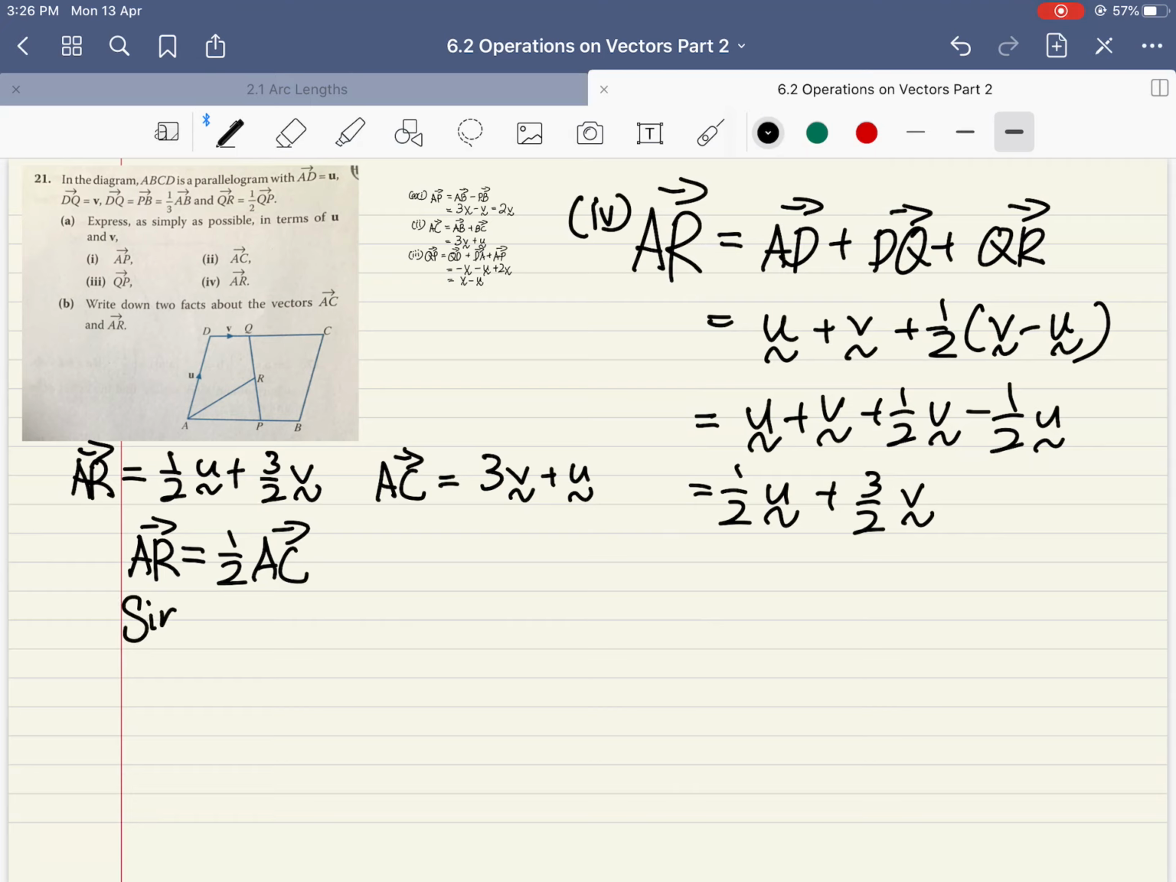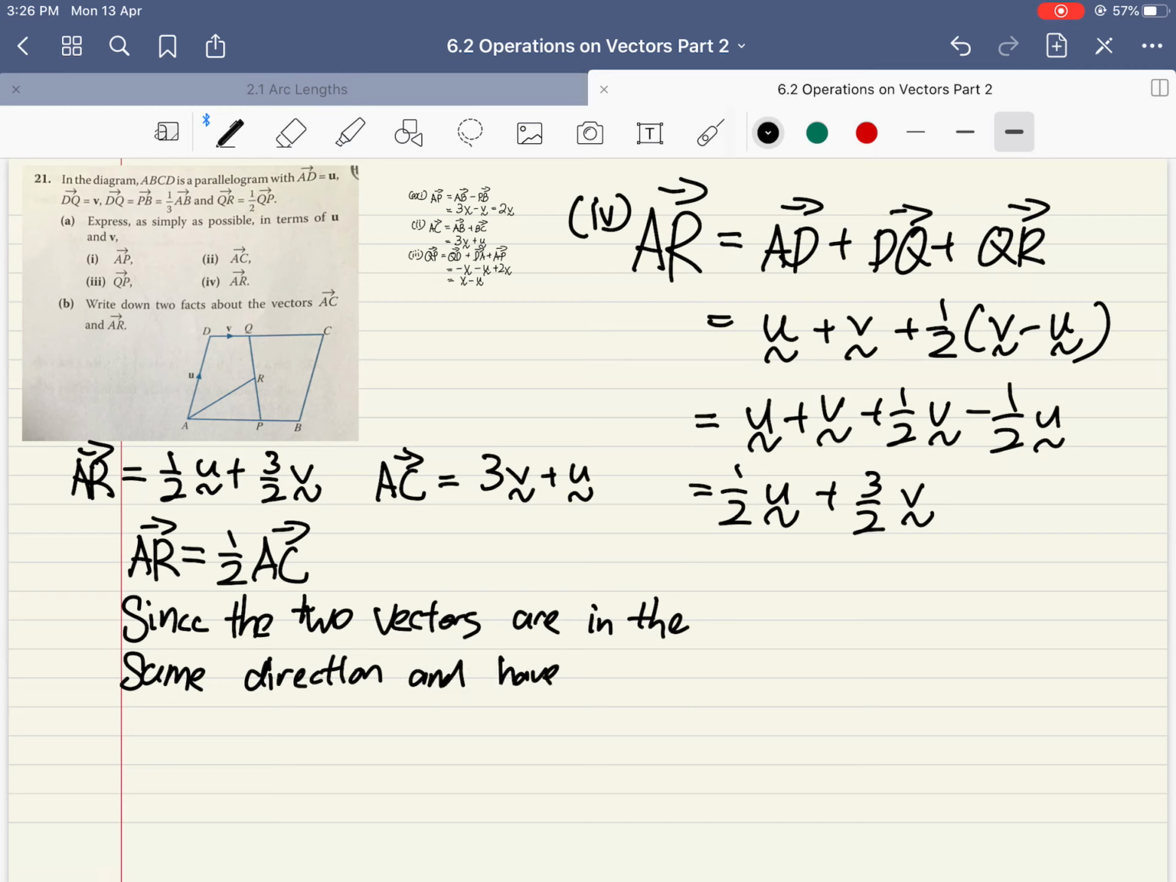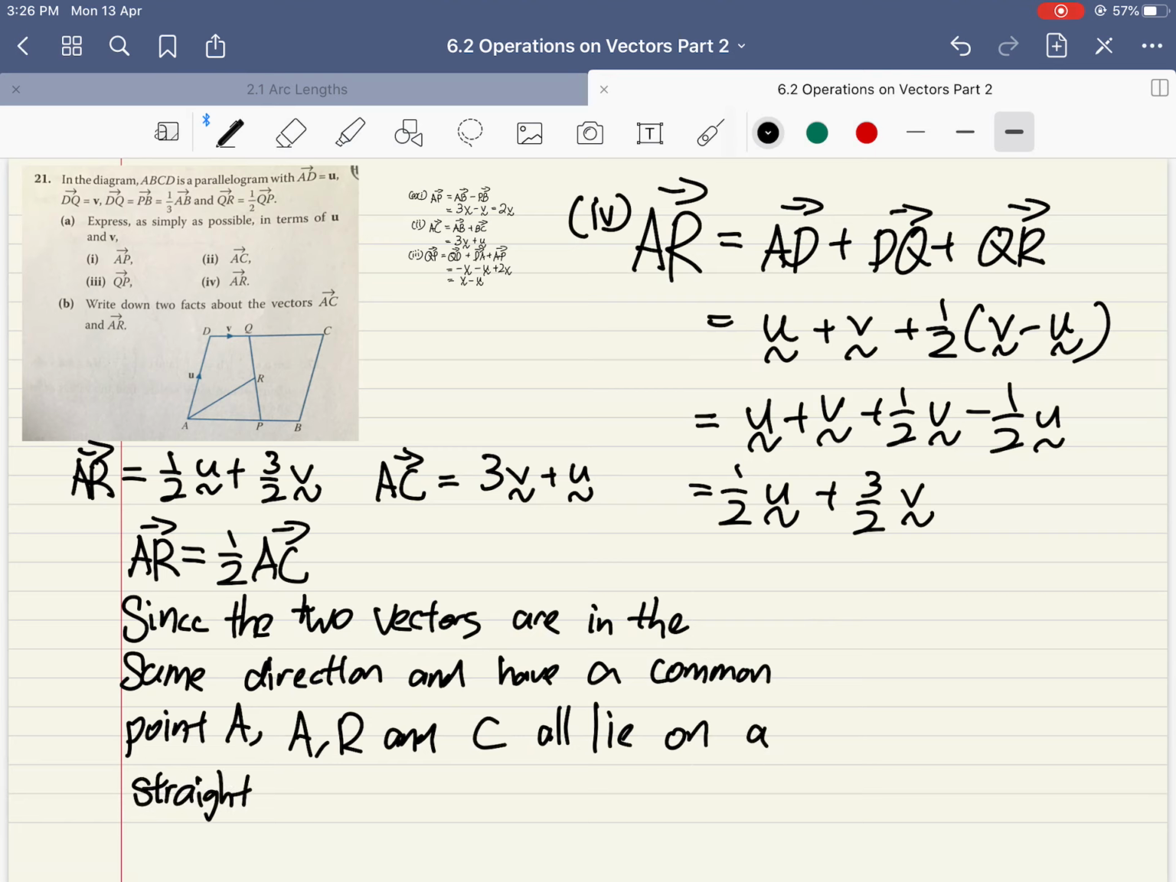Now I can make the statement: since the two vectors are in the same direction and have a common point A, A, R, and C all lie on a straight line, and AR is equal to half of AC. And that concludes my lesson on the second part of the operation of vectors.